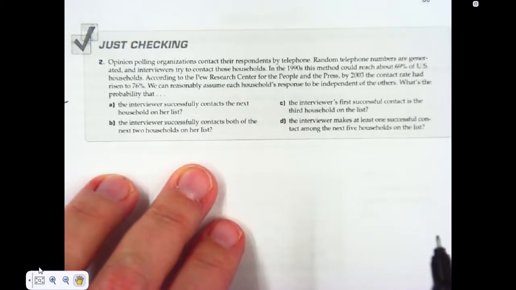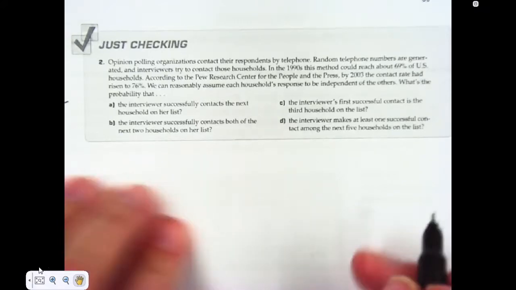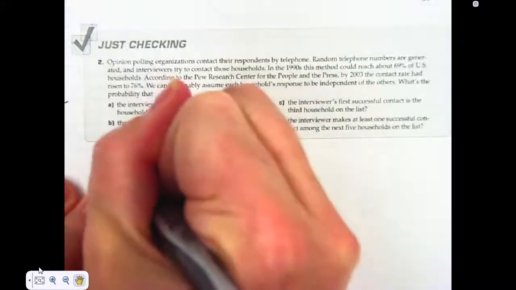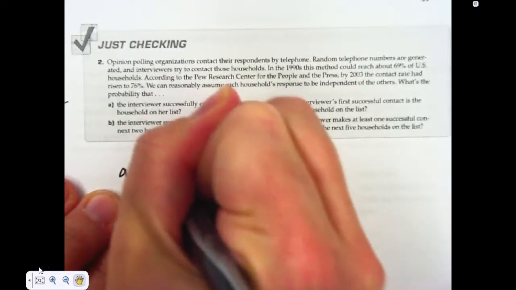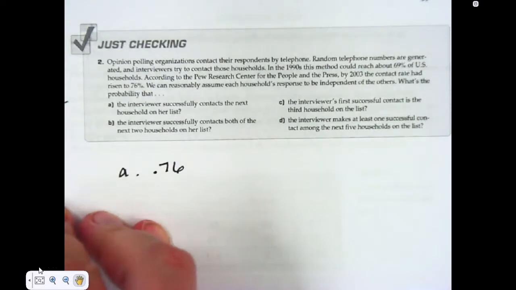We can reasonably assume each household respondent is independent of each other. What's the probability that the interviewer successfully contacts the next household on her list? Well, we're going with that 0.76. So 76% chance. They're independent, so there's a 76% chance that my next phone call will happen.